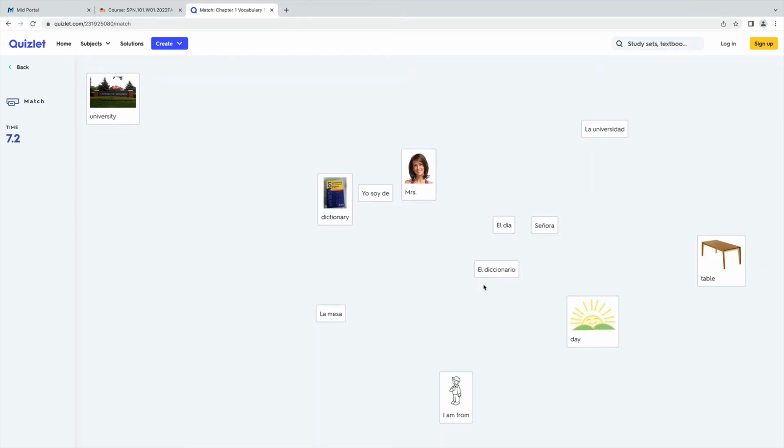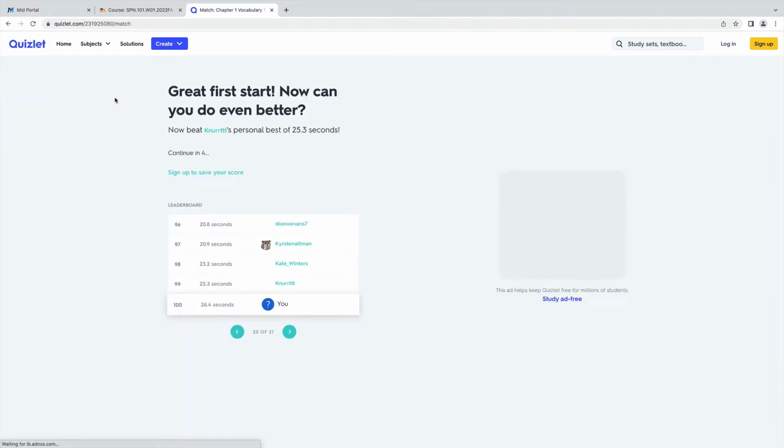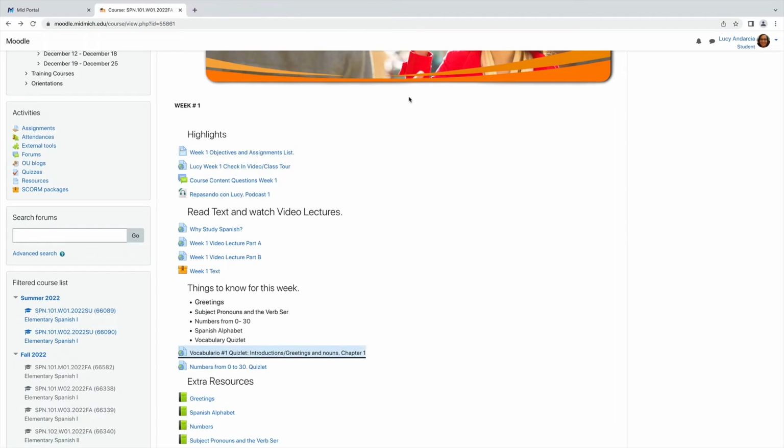So el diccionario. You go over here and you match el diccionario. La mesa is over here, so we do it. El día, the day, right? Señora is Mrs., so we do it right here. I am from is this one right here. And of course, la universidad is right here. And then you're done. They're going to tell you how much you did, right? And then you can do it all over again, if that's the case.